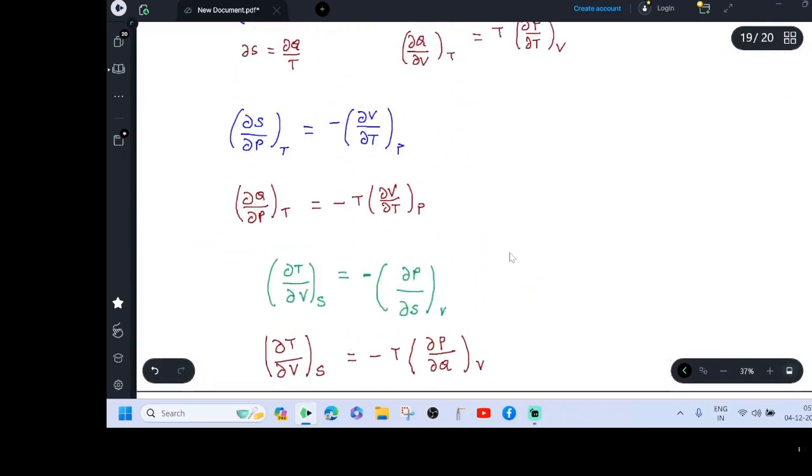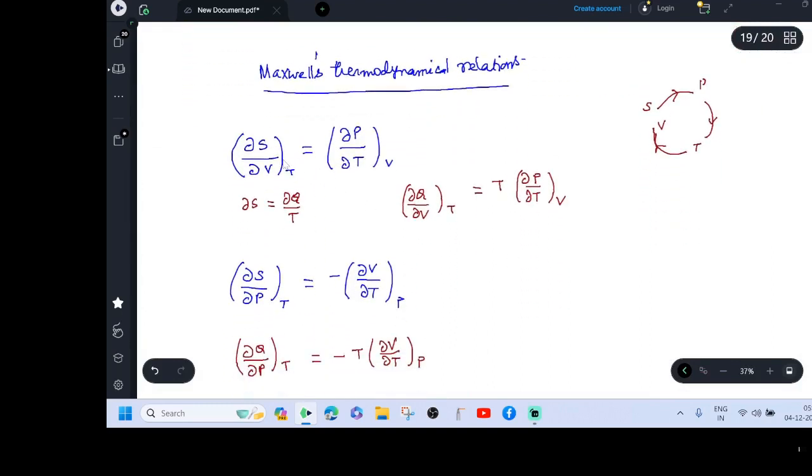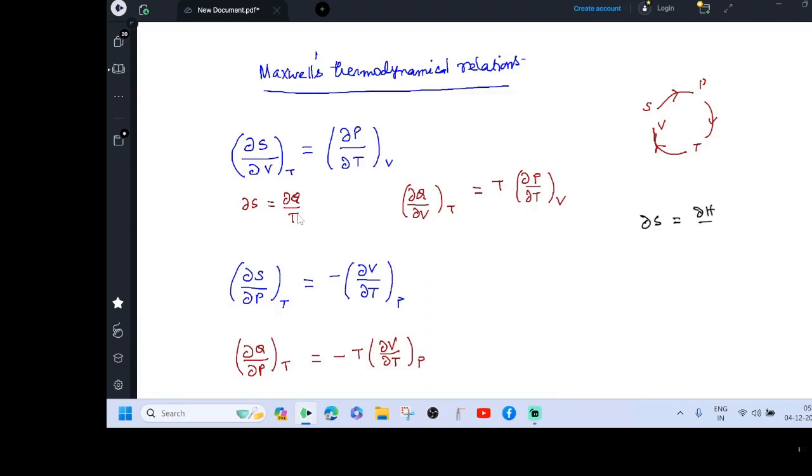Once again, I am repeating the Maxwell's relations. See, in this relation, we are using SPTV in the cyclic process, so all are positive. Then ∂S is replaced by the formula ∂S equals ∂Q by ∂T or ∂H by T. This is also correct: ∂S equals ∂H by T. So instead of ∂S, we may put ∂Q by T. See this relation: ∂Q/∂V at constant T equals T into ∂P/∂T at constant V.